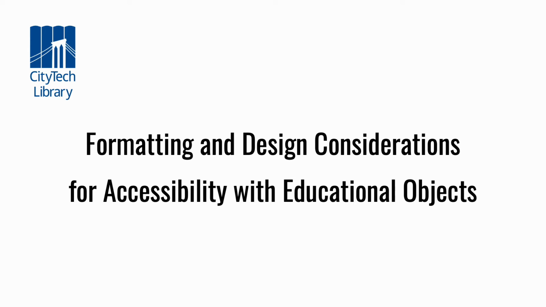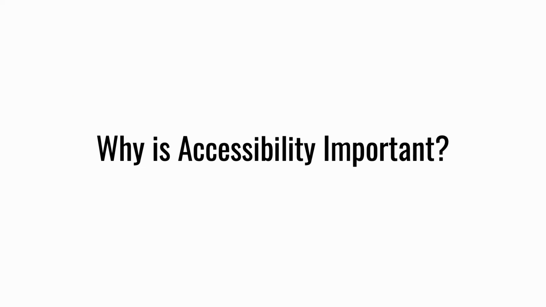Welcome! This tutorial will discuss formatting and design standards to implement when creating new learning objects for your course as they relate to accessibility. Why is accessibility important? Implementing accessibility standards ensures that people with hearing, visual, motor, and cognitive disabilities can use and interact with your materials. Accessibility in practice also makes your materials easier to use and be understood by all users.